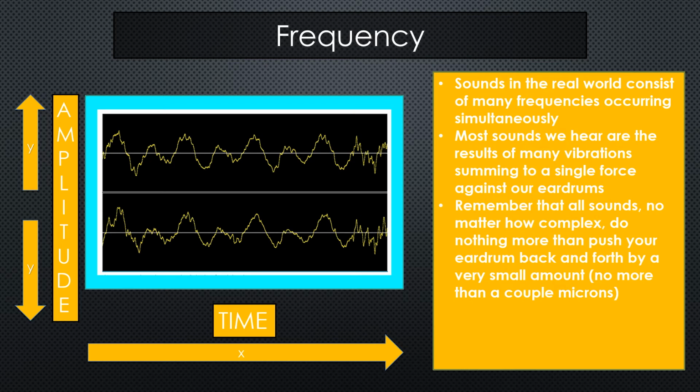Remember, all sounds, no matter how complex, do nothing more than push your eardrum back and forth by a very, very small amount. We have two eardrums, but if it helps for the sake of this visualization, just imagine having one eardrum. Every sound, no matter how complex, whether it's a choir of 100 people singing together, or a symphony orchestra of 80 people, or a busy street in a large city, all of those individual sounds sum together in the air before they get to your ear. And all they do is push your eardrum back and forth by the tiniest little amount.